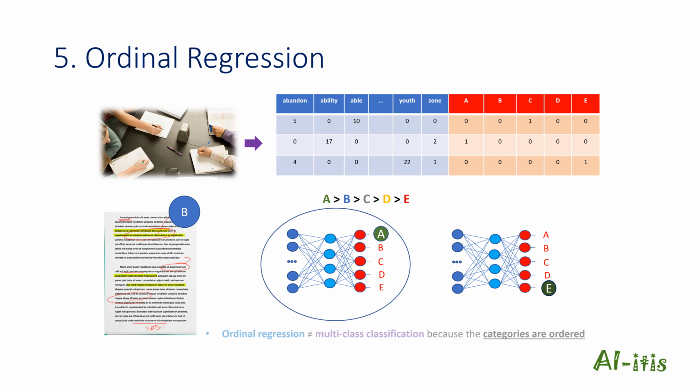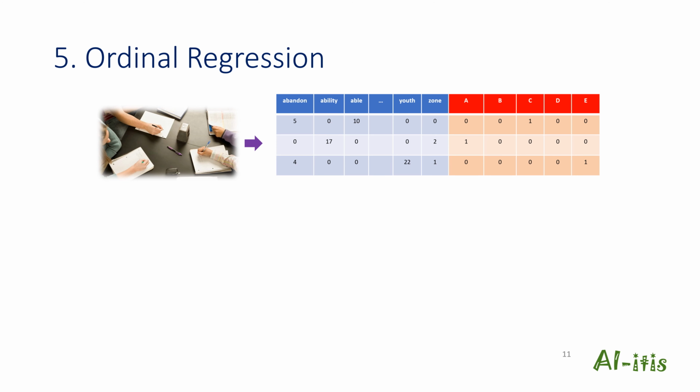So to wrap it up, ordinal regression is different from multi-class classification since the classes are ordered. Also, the ordinal regression task is different from a regression task since in ordinal regression, the output is discrete and finite. You now know what an ordinal regression task is and how it differs from multi-class classification and regression tasks.